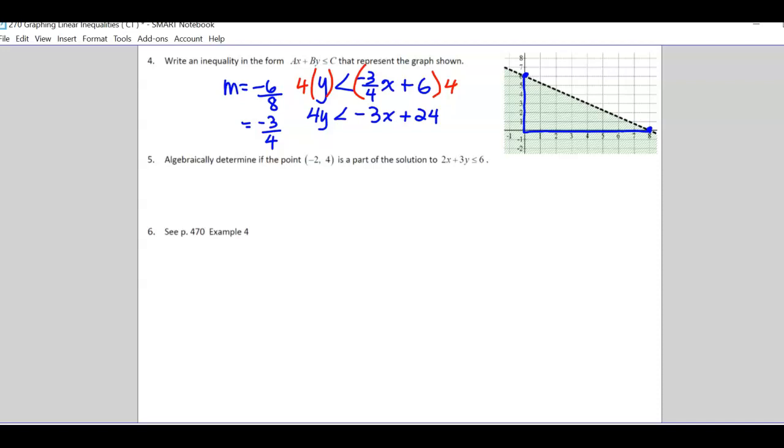And then remember, the x's and y's are on the same side here, constant on the other, but A needs to be positive. So I want to bring this to the left, because that makes it positive. And that's your inequality.